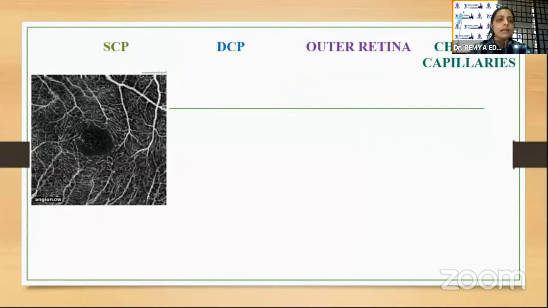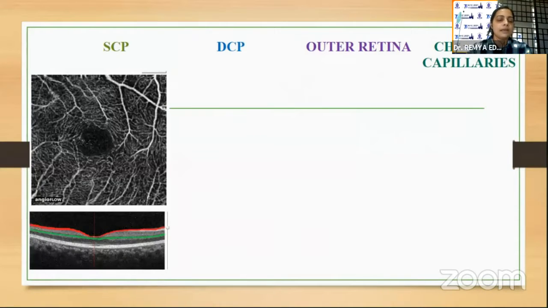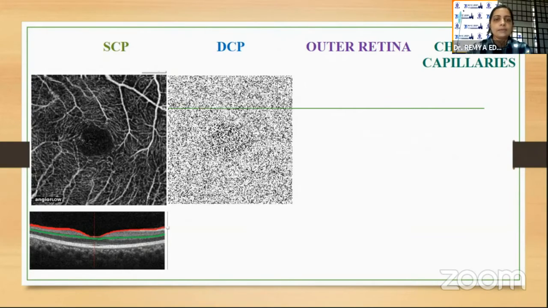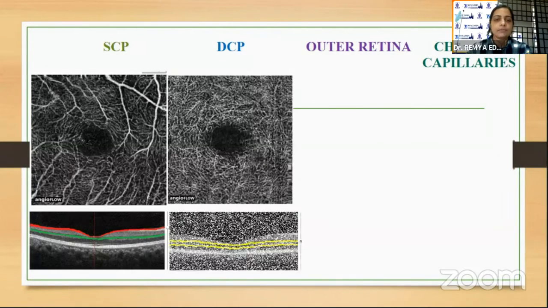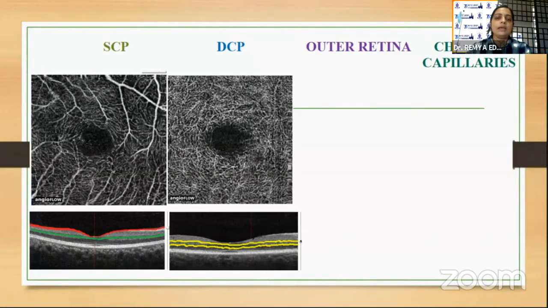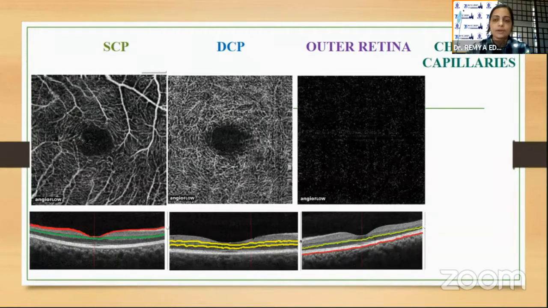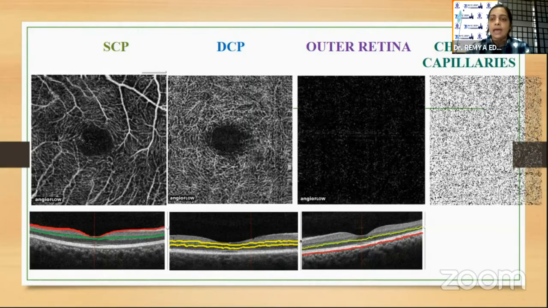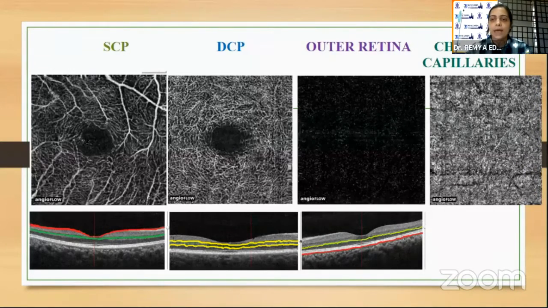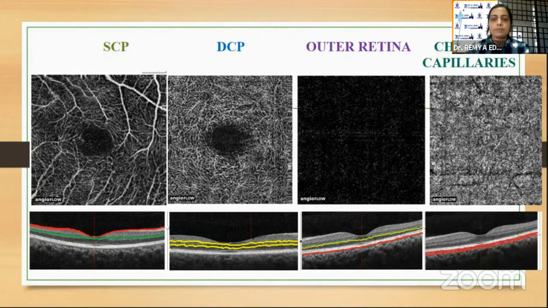The superficial capillary plexus is a centripetal arrangement of vascular plexus around the foveal avascular zone. It starts from 3 microns from the internal limiting membrane to 15 microns from the internal plexiform layer. The DCP is a closed network of vascular plexus which starts from 15 microns from the internal plexiform layer to 70 microns from the internal plexiform layer. The outer retina doesn't have much vascular plexus. It starts from 70 microns from the internal plexiform layer to 30 microns from the retinal pigment epithelium. And the choriocapillaris has a patchy network of vessels, and it starts from 30 microns from the RPE to 60 microns from the RPE.